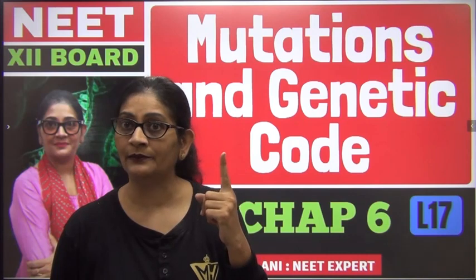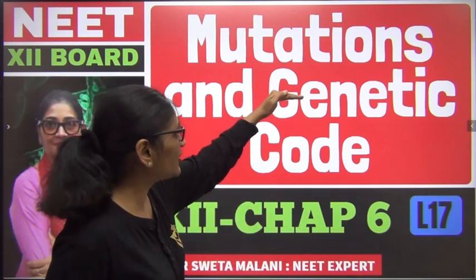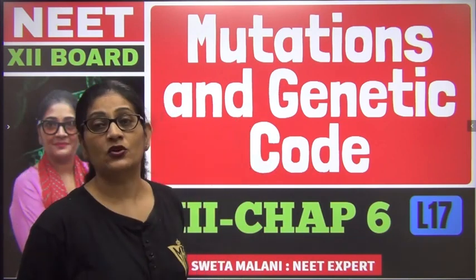In this topic, basically we are going to look into two things. One, what is genetic mutation? And second, how did genetic mutation prove that the genetic code is triplet? Right? So without wasting time, let us move into the topic.